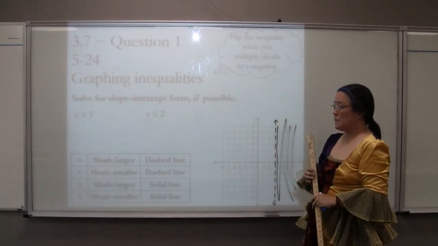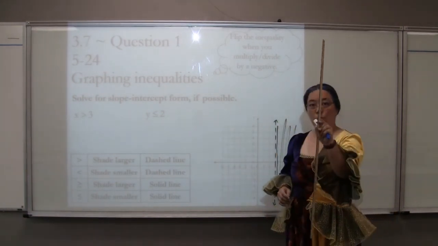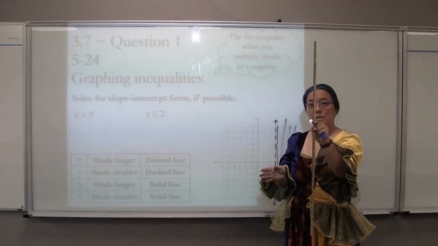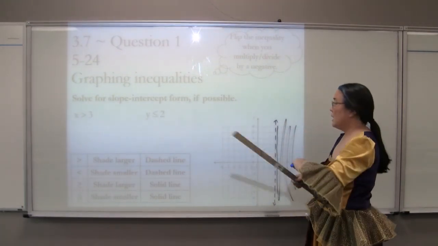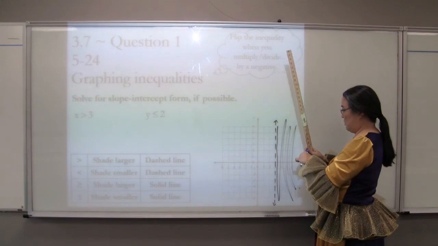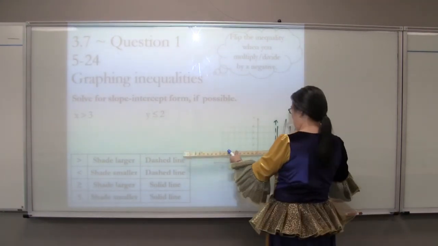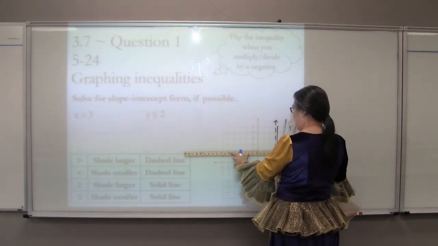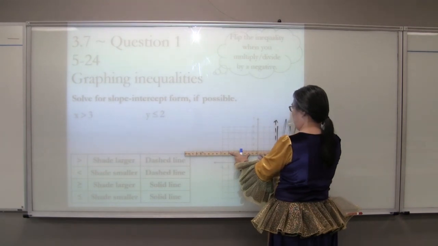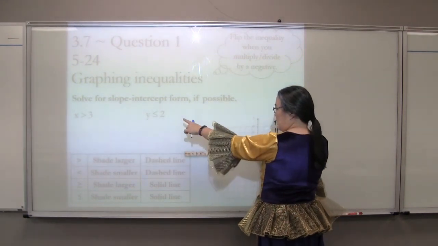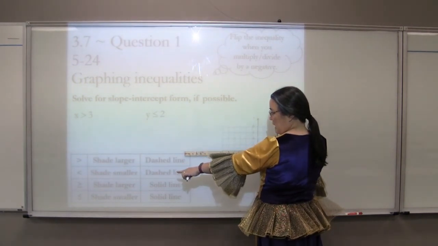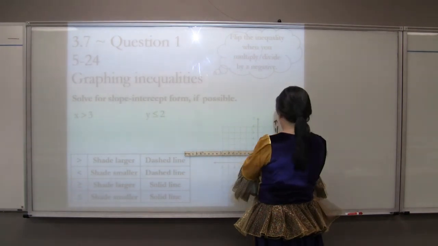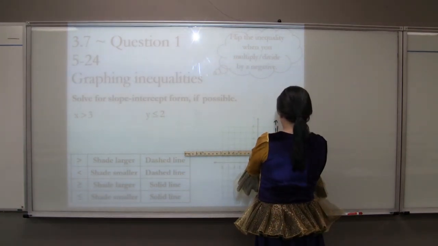y is less than or equal to 2. Remember the y-axis goes this way, so a y equals line will go this way. So we're going to make the y equals line here at 2. Holding our straight edge firmly in place, but before we draw it, we're going to take a look. It says less than or equal to, that says shade smaller and use a solid line because it's equal to.